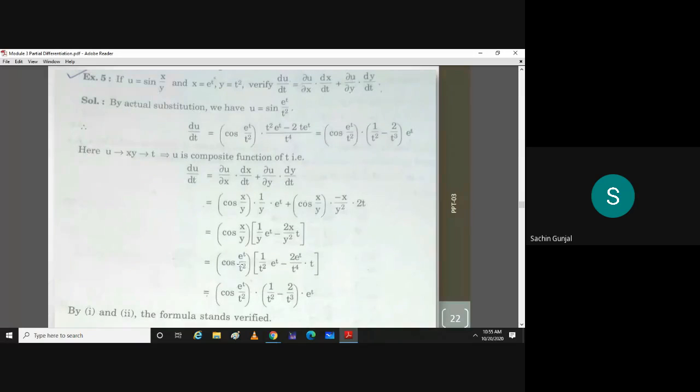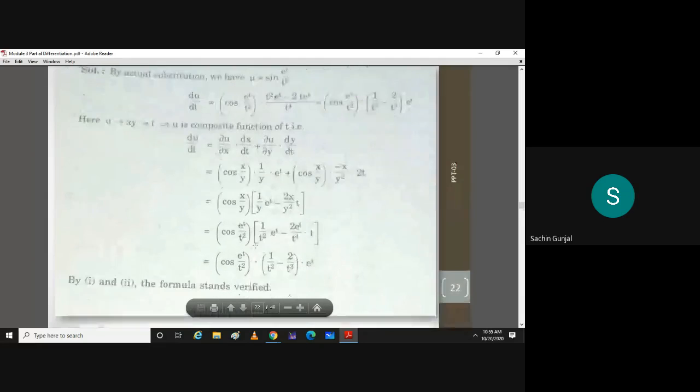Now substitute values of x and y so that you will get everything in terms of t. So cos of e raised to t upon t squared; x is e raised to t and y is t squared, so 1 upon y is 1 by t squared into e raised to t, minus 2 into x, x is e raised to t, so 2 e raised to t upon y squared, so t raised to 4, into t. And if you simplify this, you will get the same thing as you got for du/dt. Okay, that's the verification. Clear?